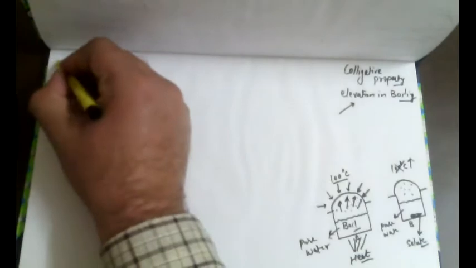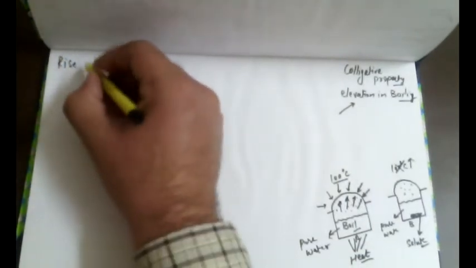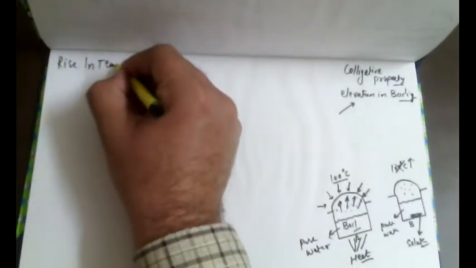This term is written by Raoult in mathematical form. So how can we write the change as we add more and more solute in small concentration? There will be a rise in the temperature, because we need to heat to a higher temperature. So how can we write the rise in temperature?